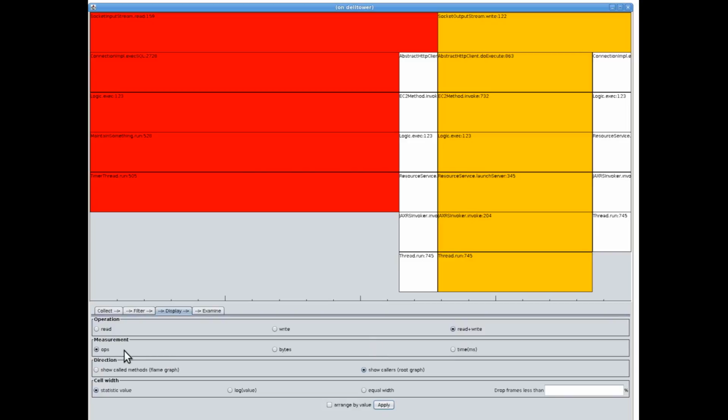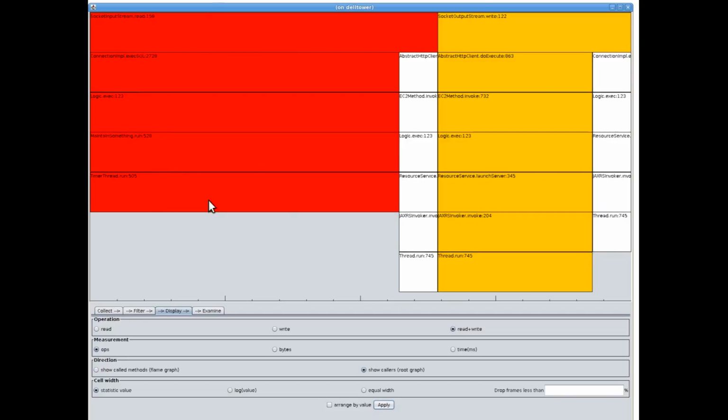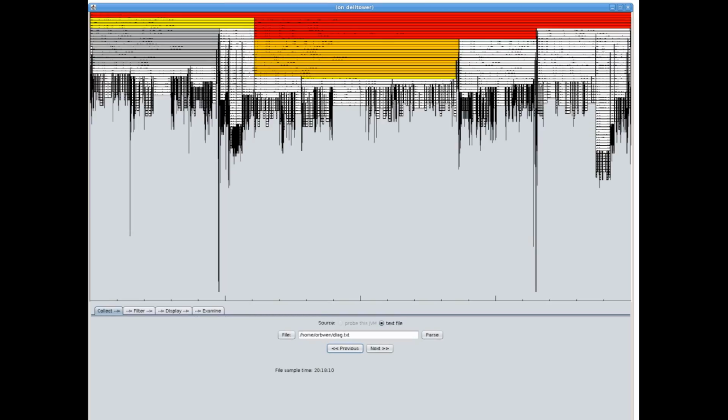Switch to bytes instead of counts, or maybe just show reads or writes. It looks like some of those stacks are heavy hitters. This haystack is looking more like a needle every minute. At least, that's how it seems from the manual. But in the real world, things can be messy. Real messy.